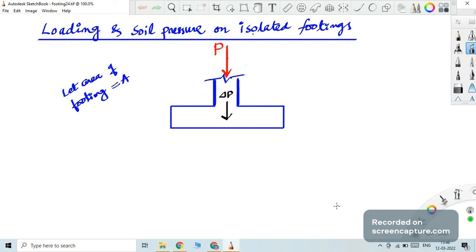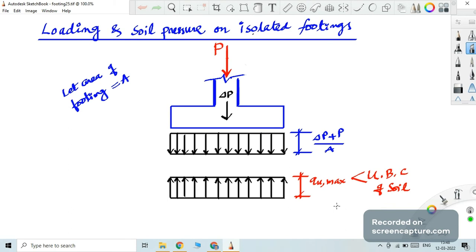But whenever you have only P, which is a very fictitious case, P and delta P, then the figure will be quite simple because both are uniform, acting downwards, uniform, concentrically. So you can see a uniform pressure exerted by the footing onto the soil. That is, this one is uniform, given by delta P plus P by A. And naturally in return, the soil will be exerting a uniform pressure, that is, QU max should be less than the ultimate bearing capacity of the soil.